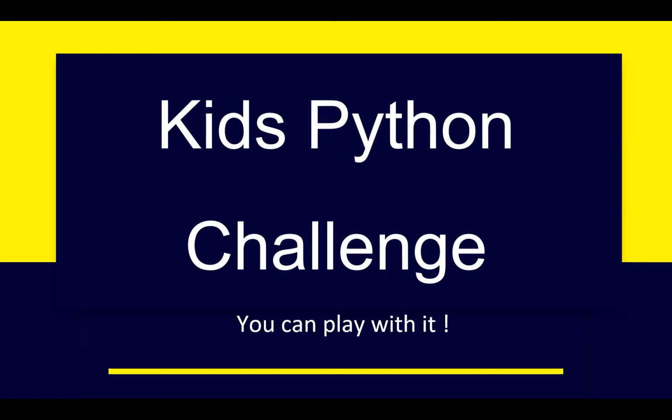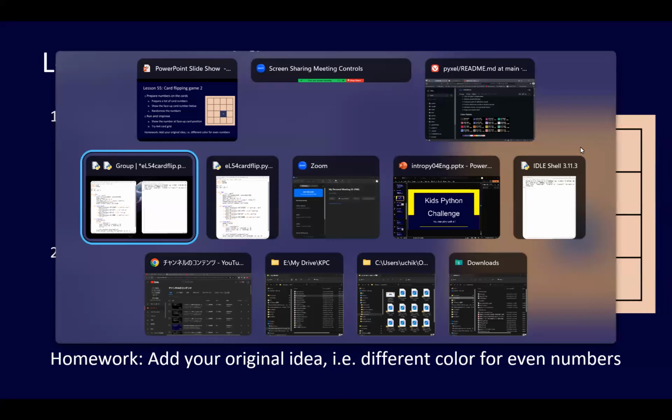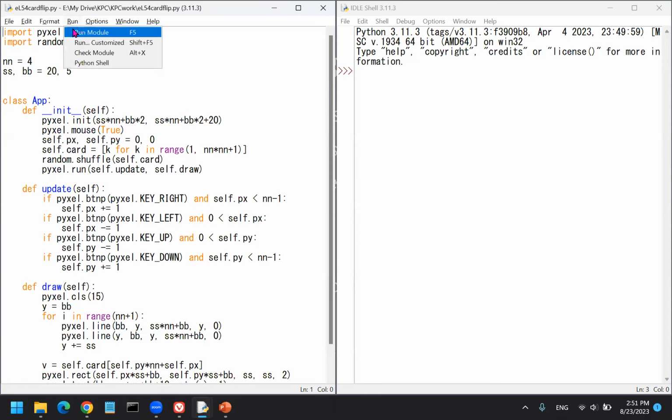Okay, let's continue the card flipping game. Let's see what we did last time. Lesson 55, card flipping game 2. We made the grid of cards in which we can move the face-up card by the arrow keys, right? Let's see how we made it last time.